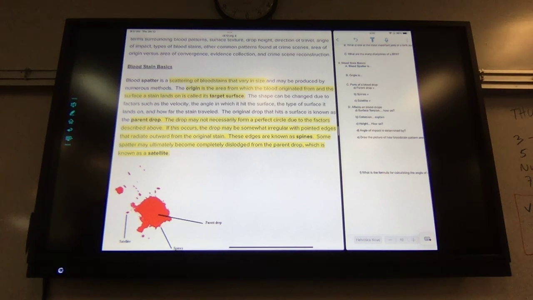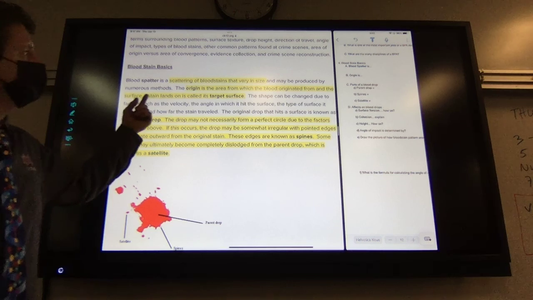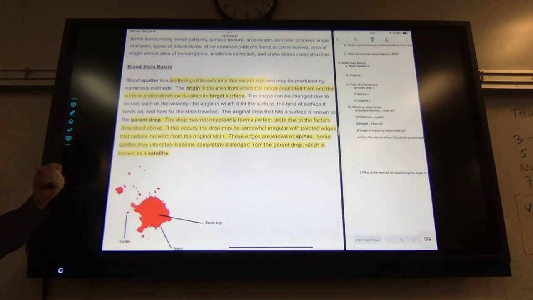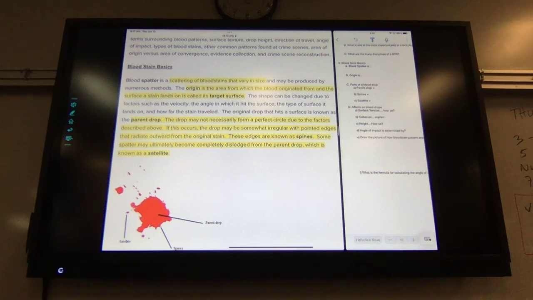It's called the area of convergence in two-dimensional space, and then when they go on the z-axis for three-dimensional space, it becomes the point of origin, or the area of origin. That's defined as the region or the area where the blood originated, and when blood hits a surface, those are called the target surface areas.